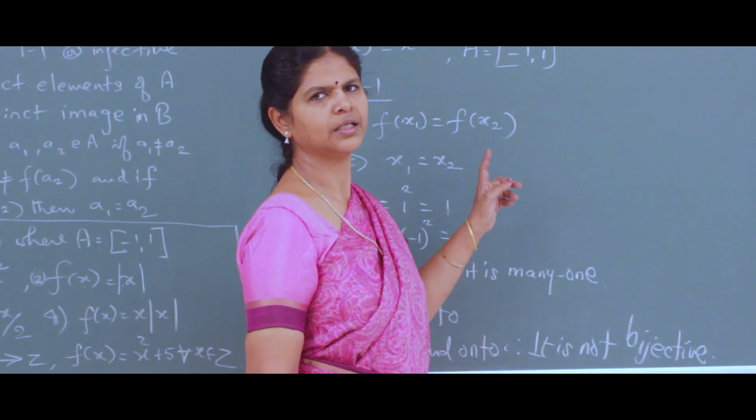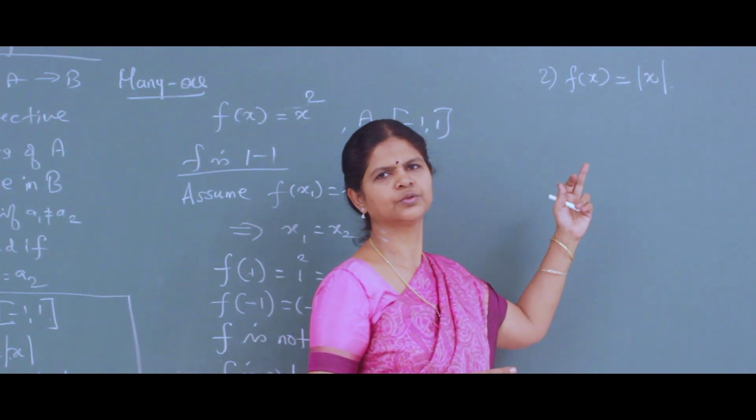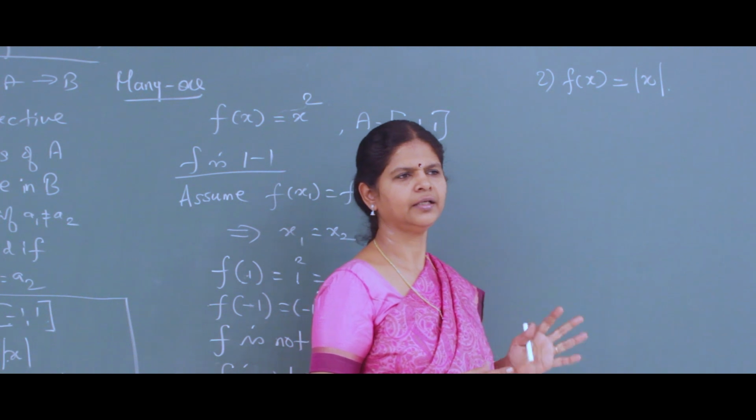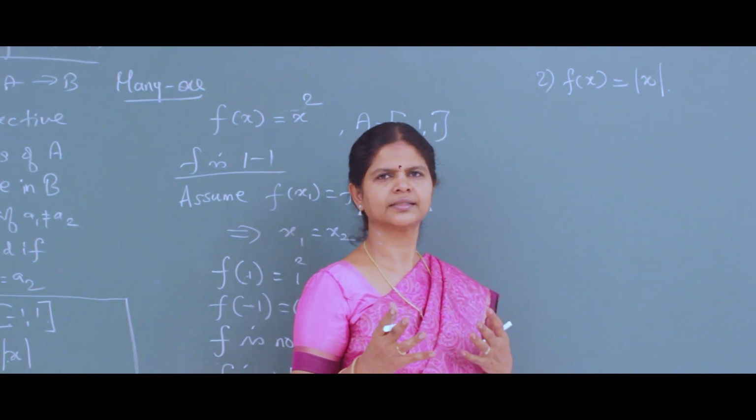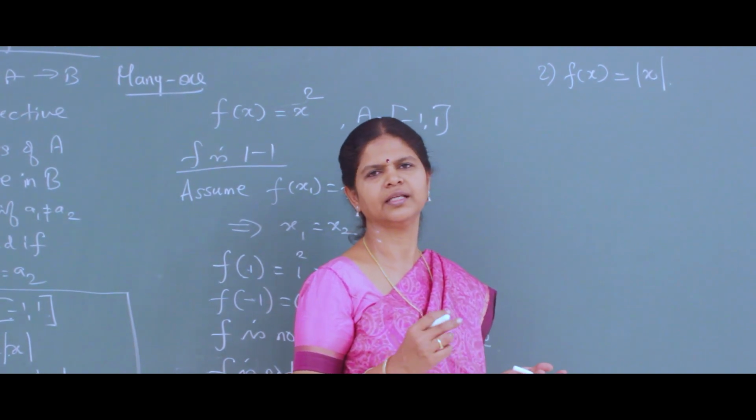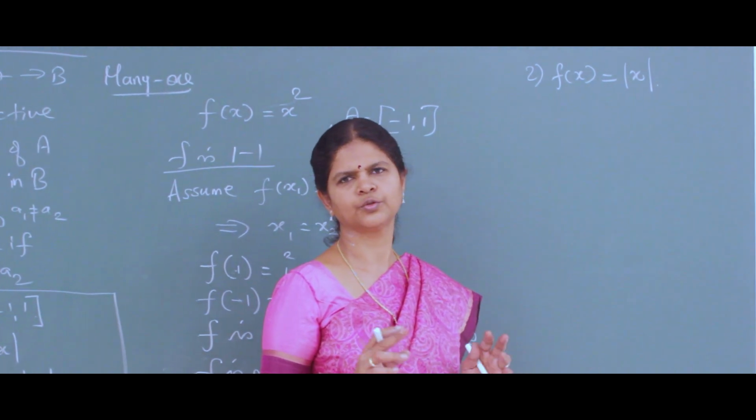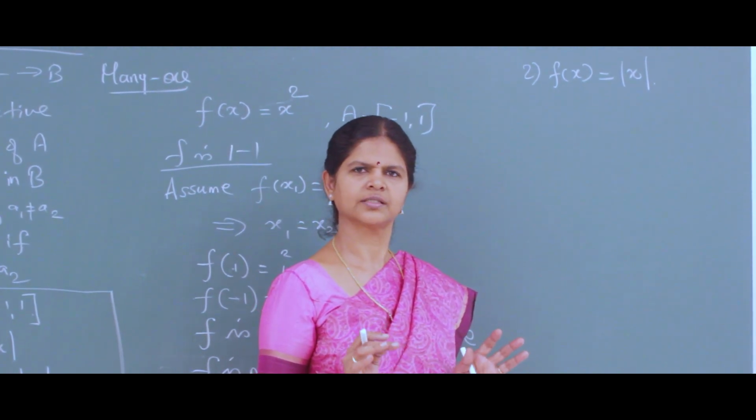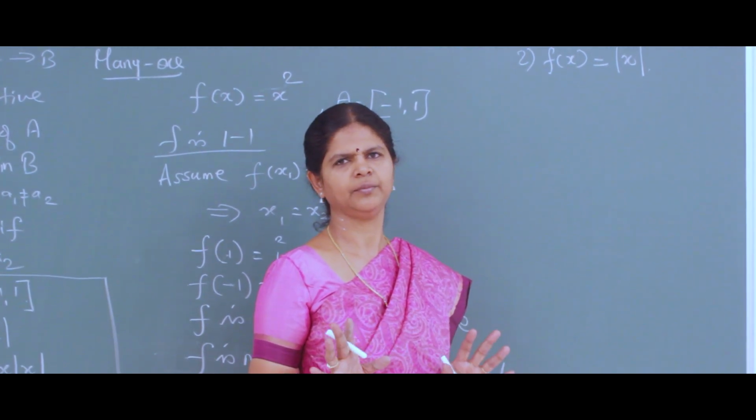Okay, next we prove the second problem. Second question is f of x equal to modulus x. Again you have to prove the distinct elements in A must have distinct images in B. இதுலயும் உங்களுக்கு same condition தான், 1 and minus 1 நீங்க எடுங்க. எடுத்தீங்கன்னா modulus of 1 equal to plus 1, next modulus of minus 1 also plus 1, so both the elements have the same images.